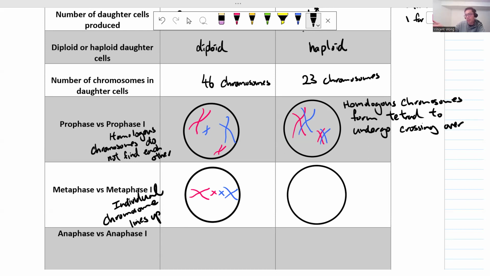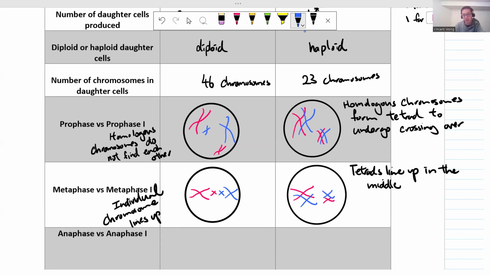But for meiosis, what lines up in the middle? Tetrads. Yeah, they're tetrads. Very good. Tetrads line up in the middle. I have space for in the middle this time. Okay, so big X, you know, like that.